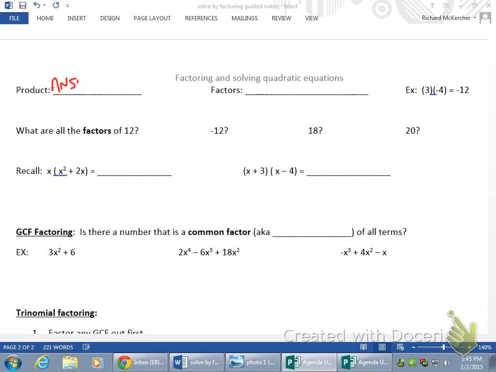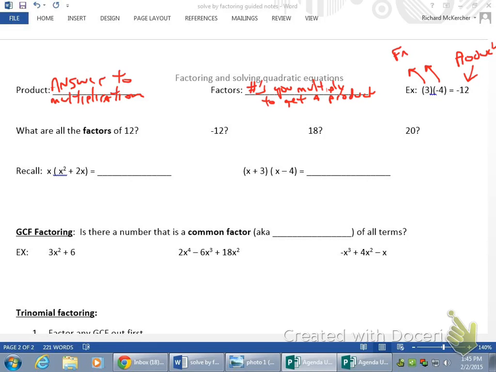So we start off talking about what the product is. We know that's the answer to a multiplication problem, and that our factors are the actual numbers we multiply. So for example, over here on the side, I've got 3 times negative 4 equals negative 12. And we know that the 3 and the negative 4 are the factors, and the negative 12 is the product. So we just do a little practice here with each of these, and I'll let that run. Notice each of these are factors of that given number. They will multiply to give you that given number.